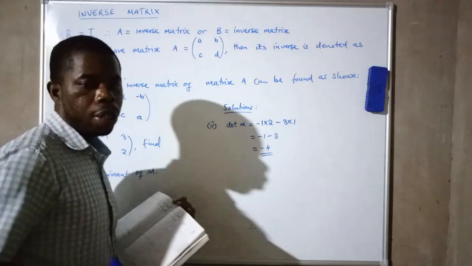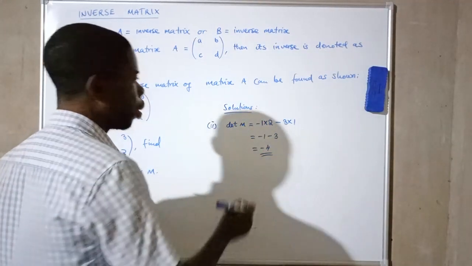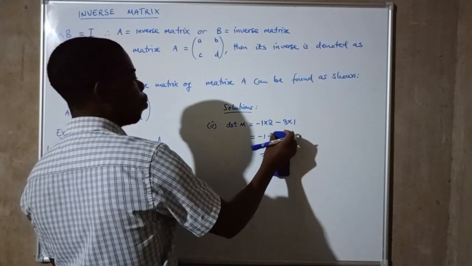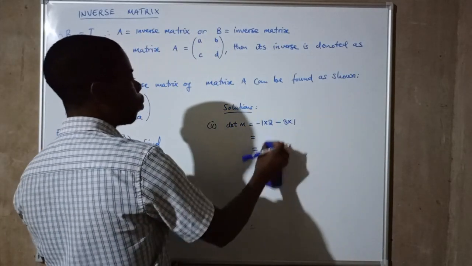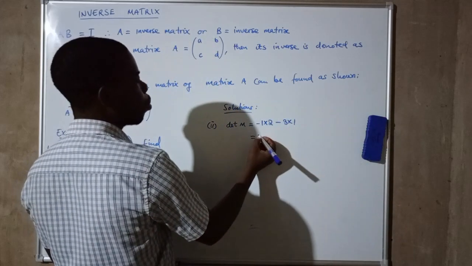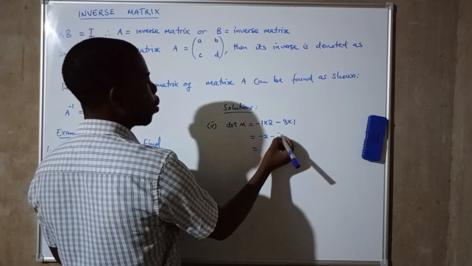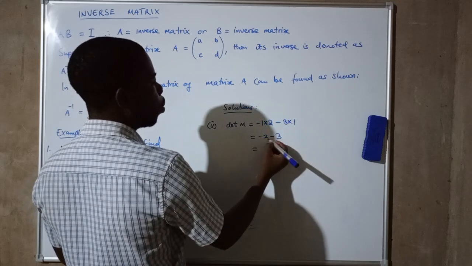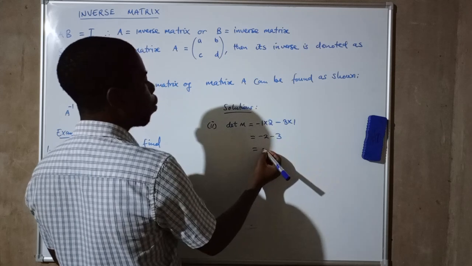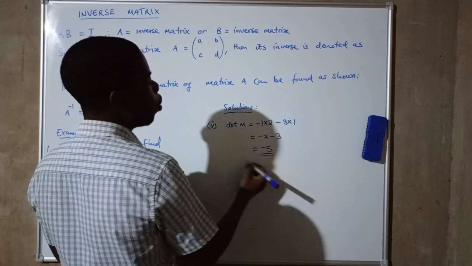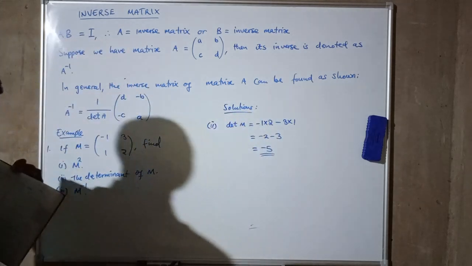Okay. That's why checking is very important. So I've just made a very useless error. So negative 1 times 2, it will be negative 2, minus the 3 times 1, it will be 3. So this negative 2 minus 3, it will be negative 5. So this is the determinant of M.